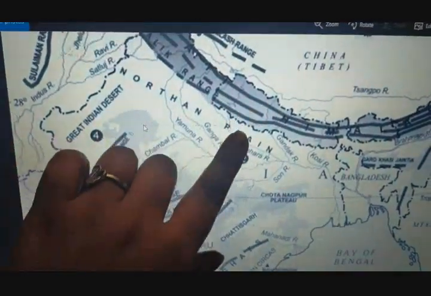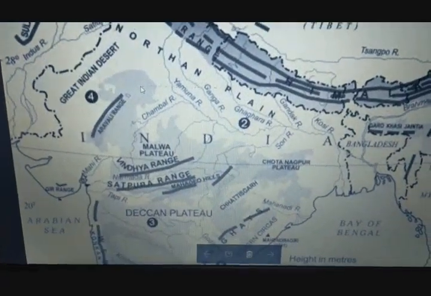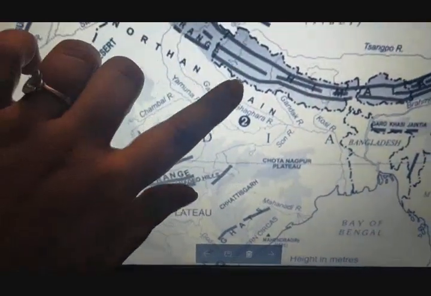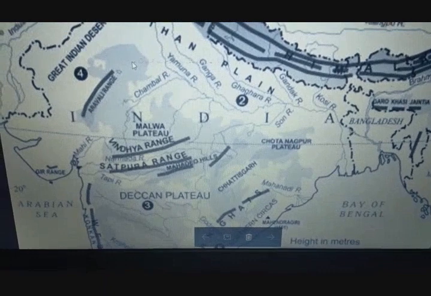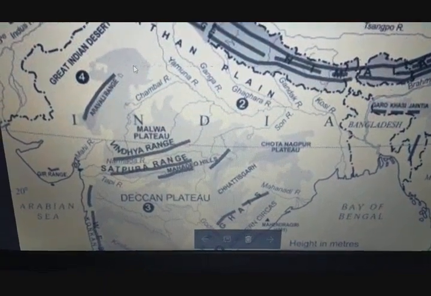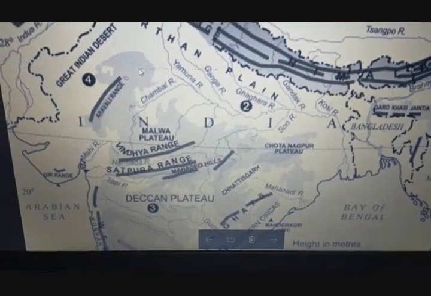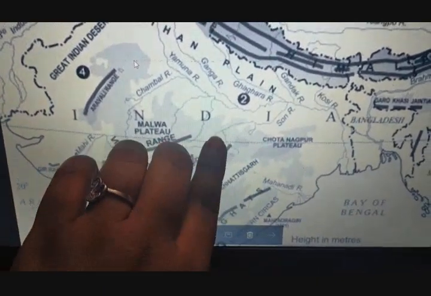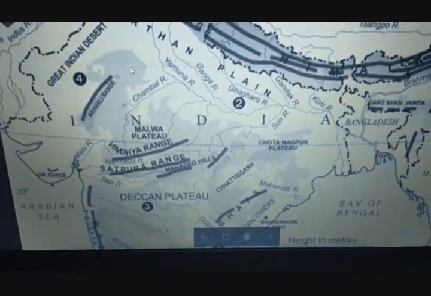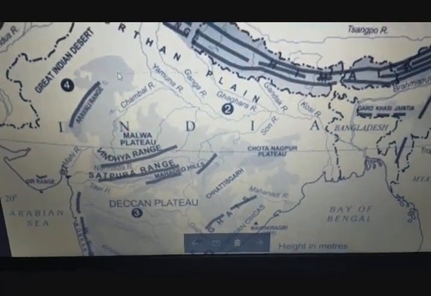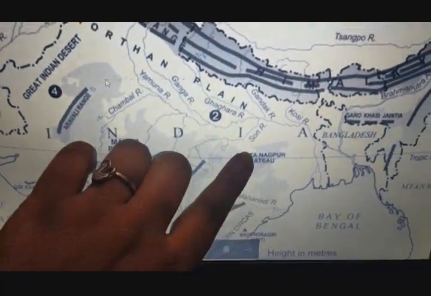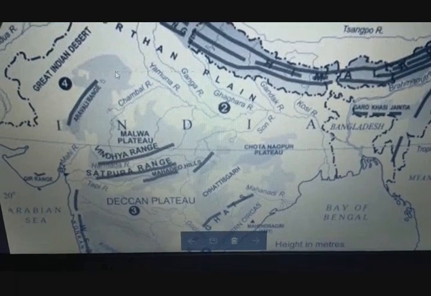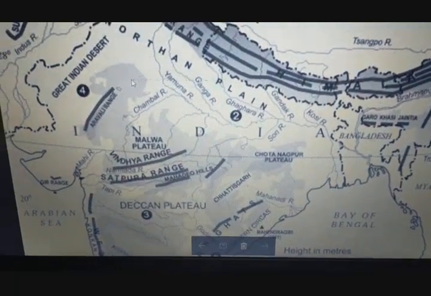Now these rivers flow from southwest to northeast, which specifies the slope of this Central Highland. Toward the eastward extension of Central Highland, somewhere over here, we can find Bundelkhand and Bagelkhand. And towards further eastward extension, there is Chota Nagpur Plateau, which is drained by the Damodar River.